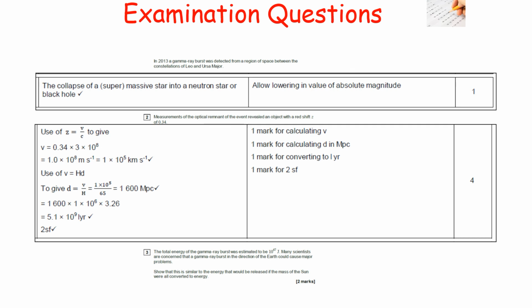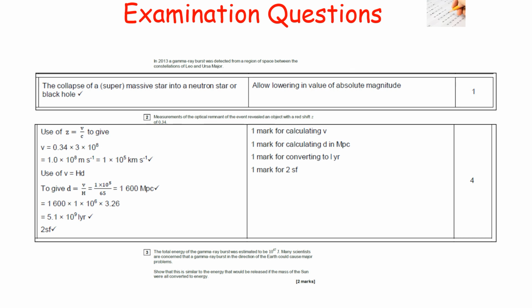We can then use our Hubble's law equation, v is equal to Hubble's constant times d, so v equals Hd, to then work out what our value of d is, because that's what the question is asking you. Work out the distance in light years. So we can say that d is equal to v over H.